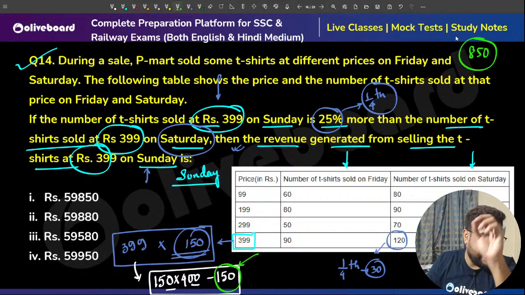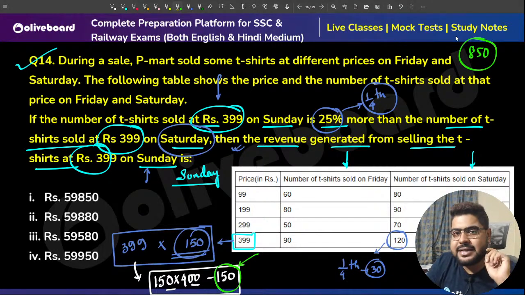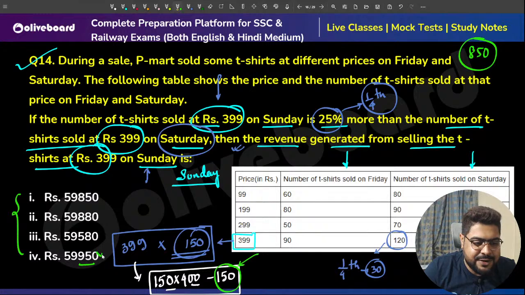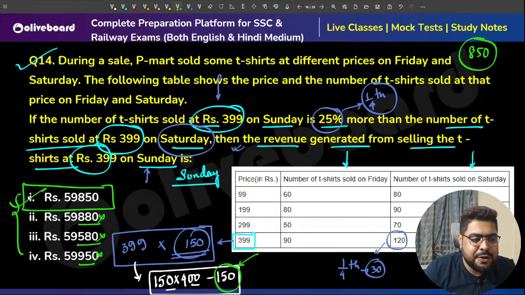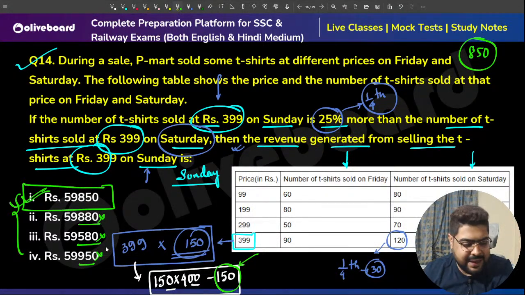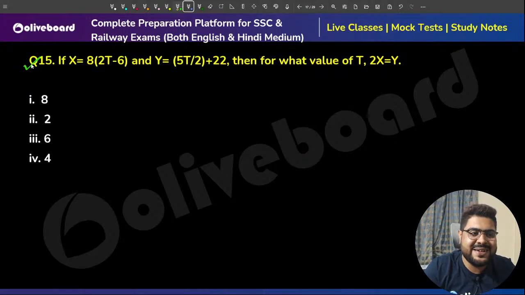Think, can I say the last 3 digits will be 850? Check the options. 950 cannot happen, 580 cannot happen, 850 is the only option. You don't need to calculate, so you can save 10 seconds here. You do not need to multiply. Okay, moving on.